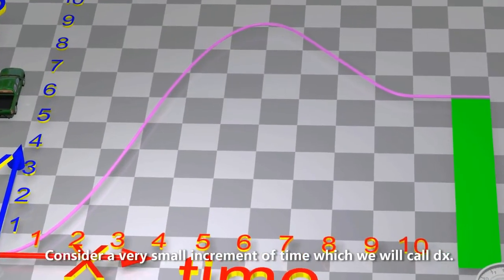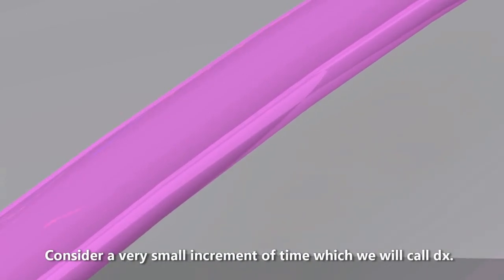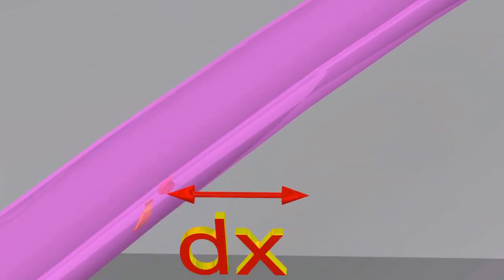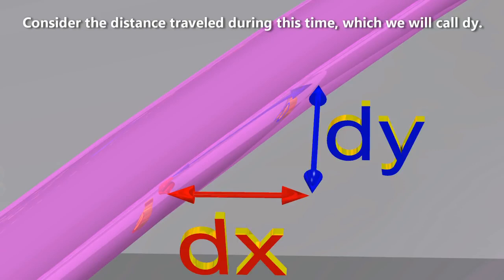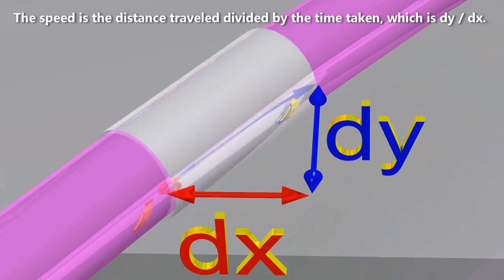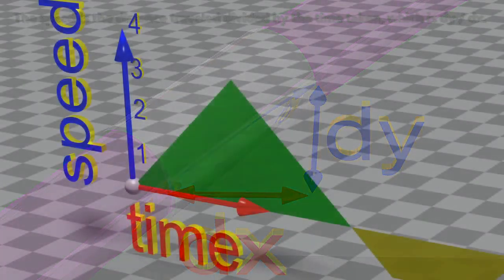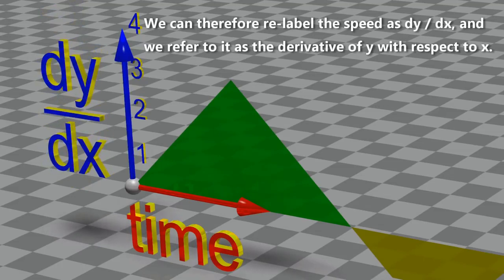Consider a very small increment of time, which we will call dx. Consider the distance traveled during this time, which we will call dy. The speed is the distance traveled divided by the time taken, which is dy divided by dx. We can therefore relabel the speed as dy divided by dx, and we refer to it as the derivative of y with respect to x.